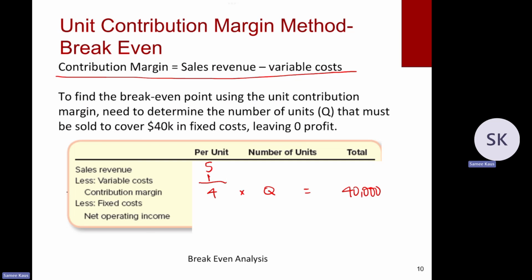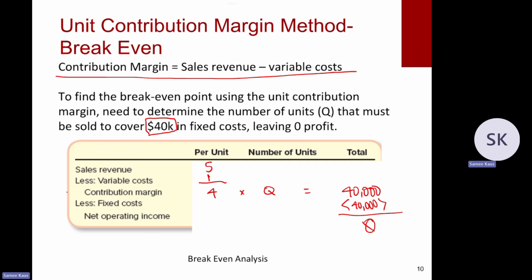Okay. Why did I set it equal to 40,000? Because I know I have fixed costs of 40,000. So I still am just saying what level of units do I need to sell to cover my fixed costs of my 40,000 bucks. Okay. So now I'll see that that's set equal to 0. And I simply just solve for Q again. Okay. So how many Q's should I have? Well, I should have 10.